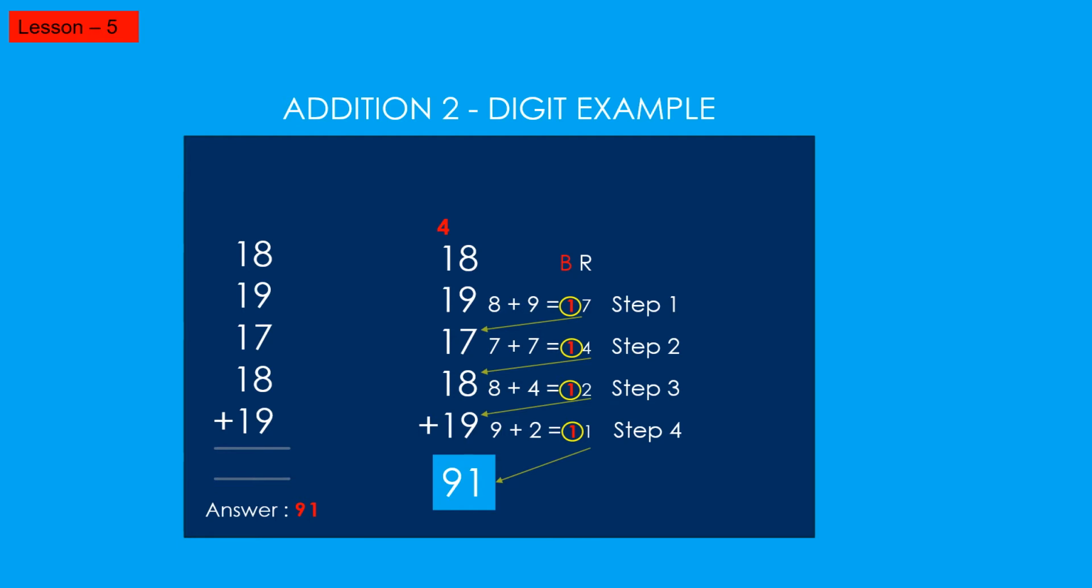Add 7 to the next number, 7. 7 plus 7 is 14. In 14, again you circle 1 as a base and remember 4 as your remainder. Add 4 to the next number, that is 8. 8 plus 4 is 12. Again in 12, you circle the base 1 and remember 2 as your remainder.